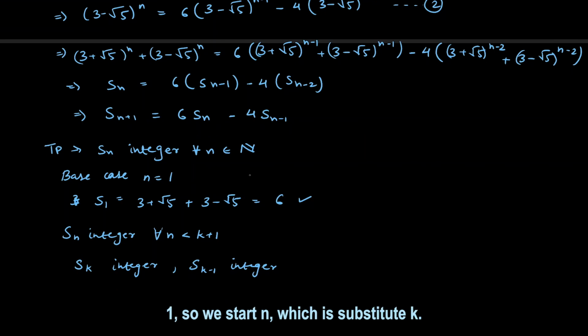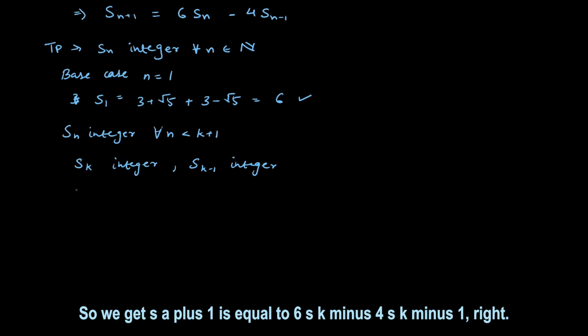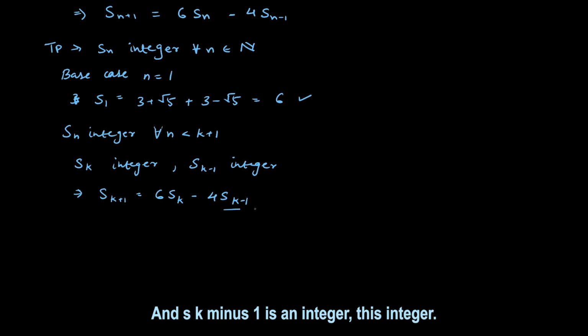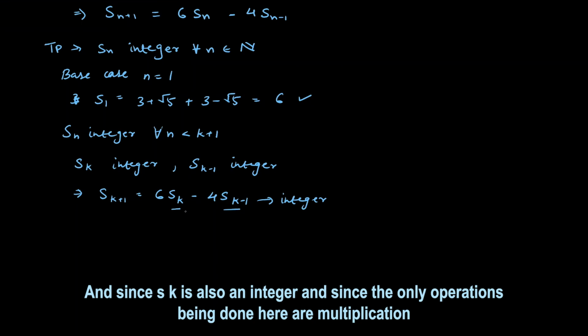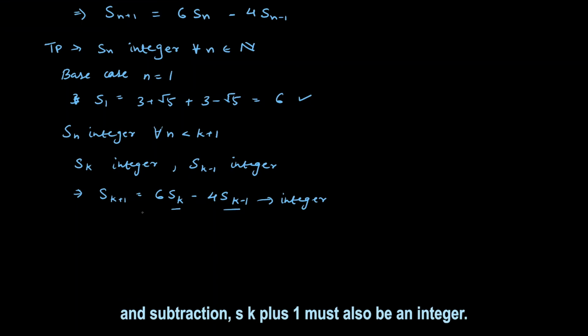So instead of n, we just substitute k. So we get S(k+1) is equal to 6 S(k) minus 4 S(k-1), right? Since S(k-1) is an integer, this is an integer. And since S(k) is also an integer, and since the only operations being done here are multiplication and subtraction, S(k+1) must also be an integer.